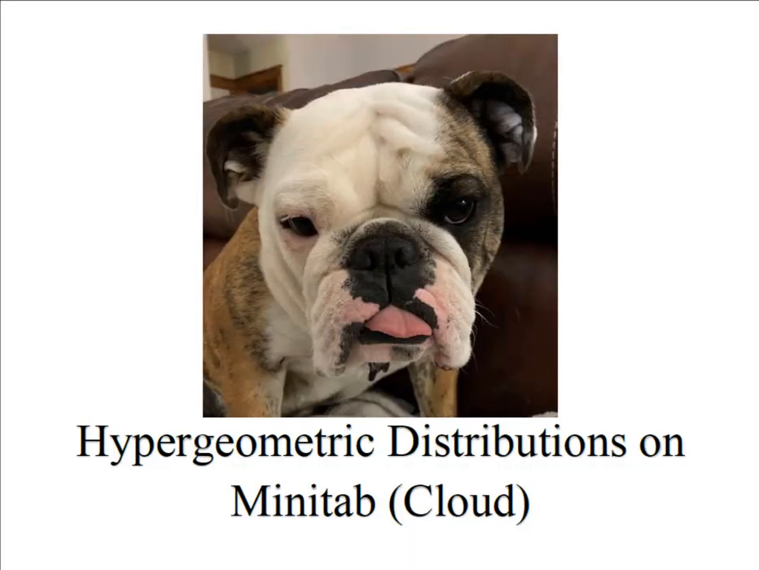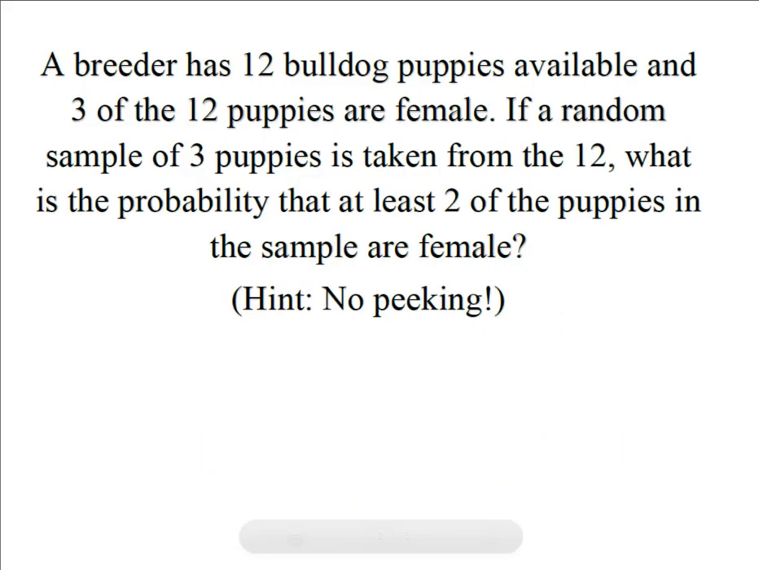Hey everybody, it's Professor Williams, and we're going to look at hypergeometric distributions on the cloud version of Minitab. So we have a breeder that has 12 bulldog puppies available, and 3 of the 12 puppies are female.